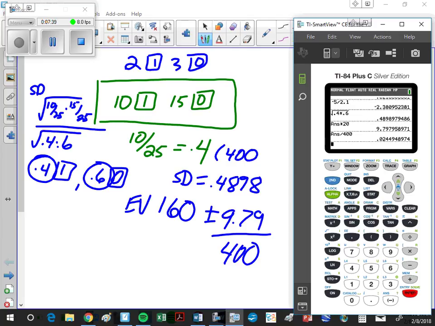So that's the answer to C. The percentage of students in the sample who are over 25 will be around 160, give or take 2.4%.